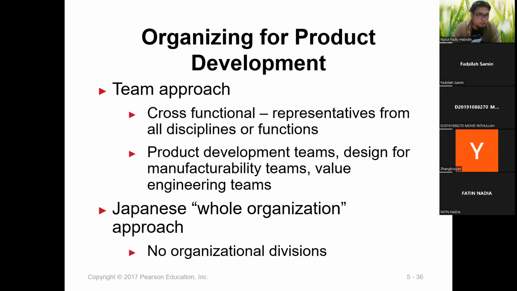Okay, team approach. A cross-functional representative from all discipline functions: the product development team, design for manufacturing teams, value engineering teams. The Japanese approach to the organization has no organization division. Okay, we cannot say that Japan has no organization division, but somehow they are flexible. So everyone is engaged, everyone knows the process.